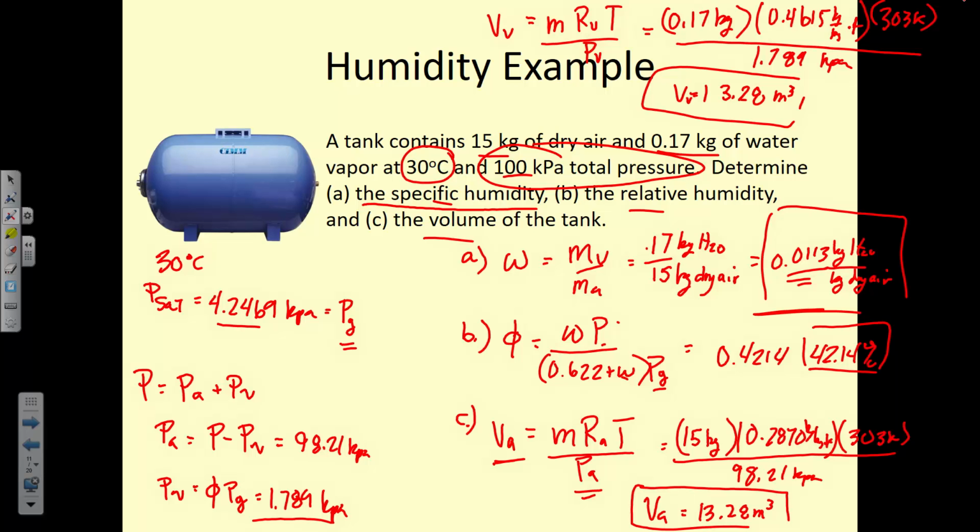Any questions on this example? Do you understand the difference between the pressure of saturated vapor versus the pressure of our actual vapor? Okay, so it's based on the relative humidity of it. All right. Moving on.